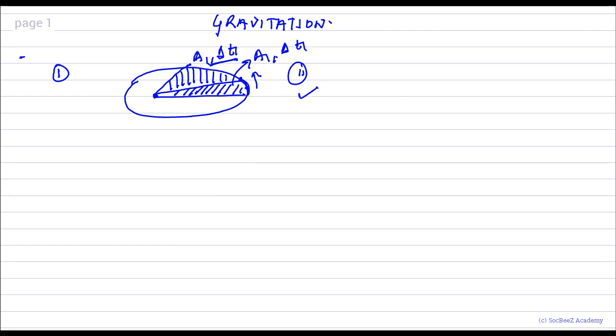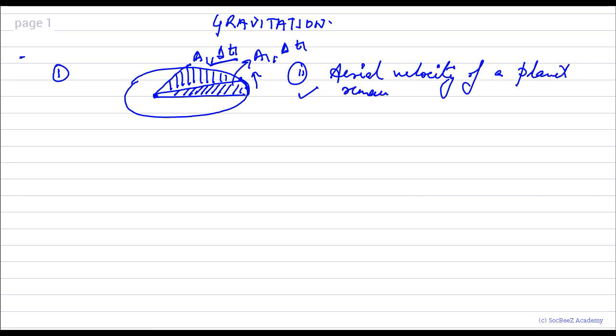This, in other words, can also be said as: the areal velocity of the planet around the sun always remains constant. So if I write it down in words, I'll write: areal velocity of a planet remains constant around the sun.